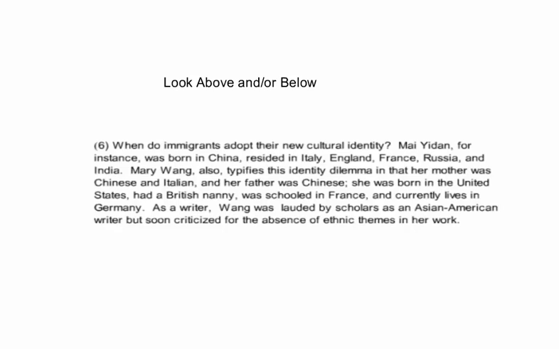Alright, the specific line reference is Ma Yidan, being born in China, residing in these different countries. The key phrase, though, is Mary Wang typifies this identity dilemma. So there's a problem with this. The reason they're bringing up Ma Yidan is to show an example of having an identity dilemma because they're living in different countries. Now let's look at our answer choices.